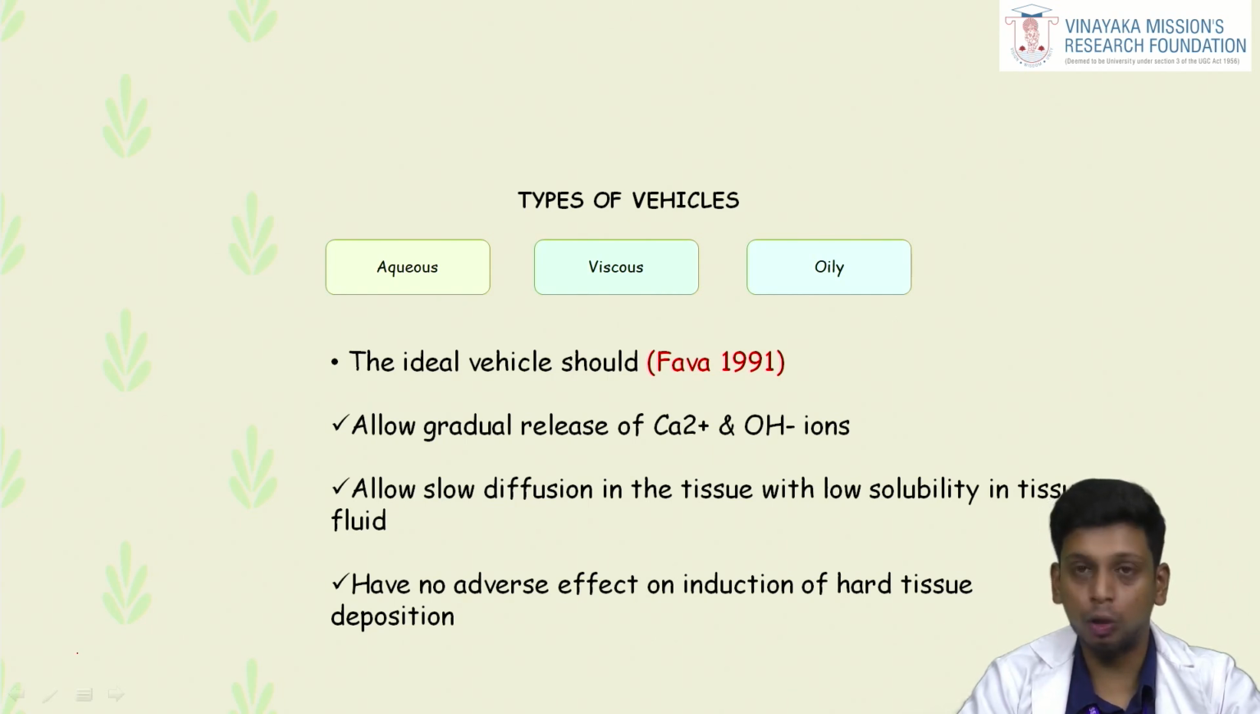The ideal vehicle should, according to Fava in 1991, allow gradual release of calcium hydroxide, calcium ions and OH ions. Allow slow diffusion in the tissue with low solubility in tissue fluid. Have no adverse effect on induction of hard tissue deposition.